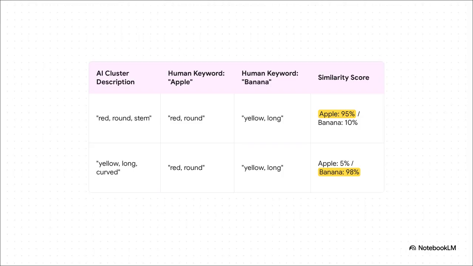You can see it right here. When the AI's description for a cluster is red, round, stem, the algorithm sees a 95% match with the keyword apple and only a 10% match with banana. I mean, it's a no-brainer. Same thing for the yellow, long, curved cluster, a 98% match for banana. Boom! The algorithm can now confidently slap the correct label onto each of those clusters.